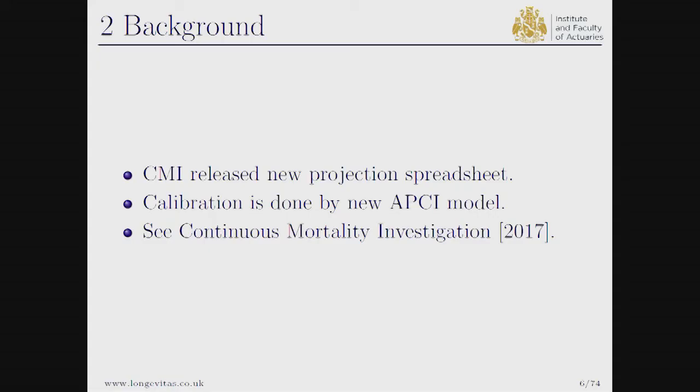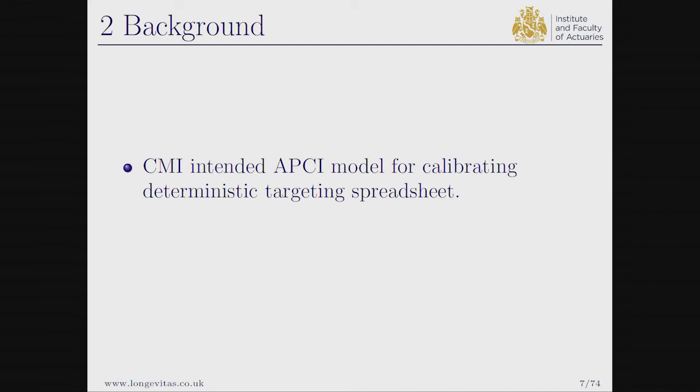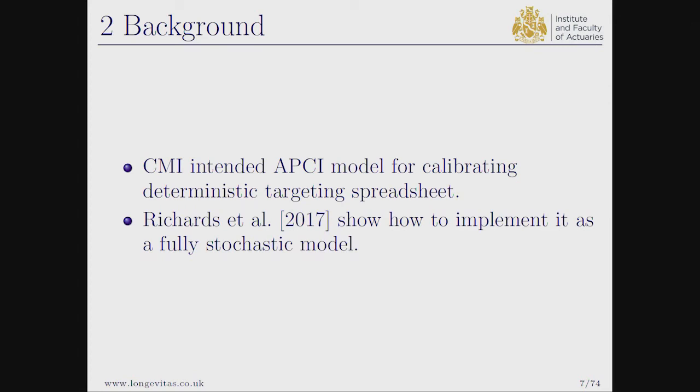Interested parties can see these, both the working papers and the consultation papers. But the interesting thing tonight is that although the CMI intended the APCI model mainly for the calibration of the spreadsheet, even within the working papers, the CMI acknowledged that it would be possible to turn the APCI model into a fully stochastic model. So we took this as a suggestion for some research, so we did just that. We took the working paper, the APCI model, as published, and then we actually worked out how best to turn it into a fully stochastic model. And in doing so, we uncovered what we think are one or two interesting aspects of the APCI model, which we'll bring to your attention tonight.